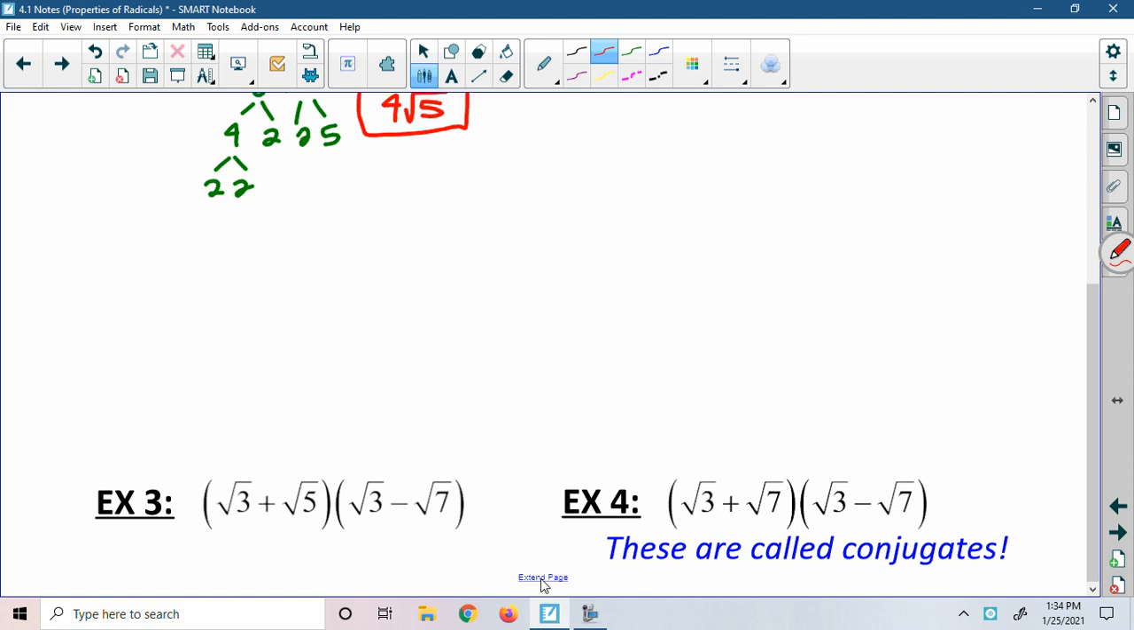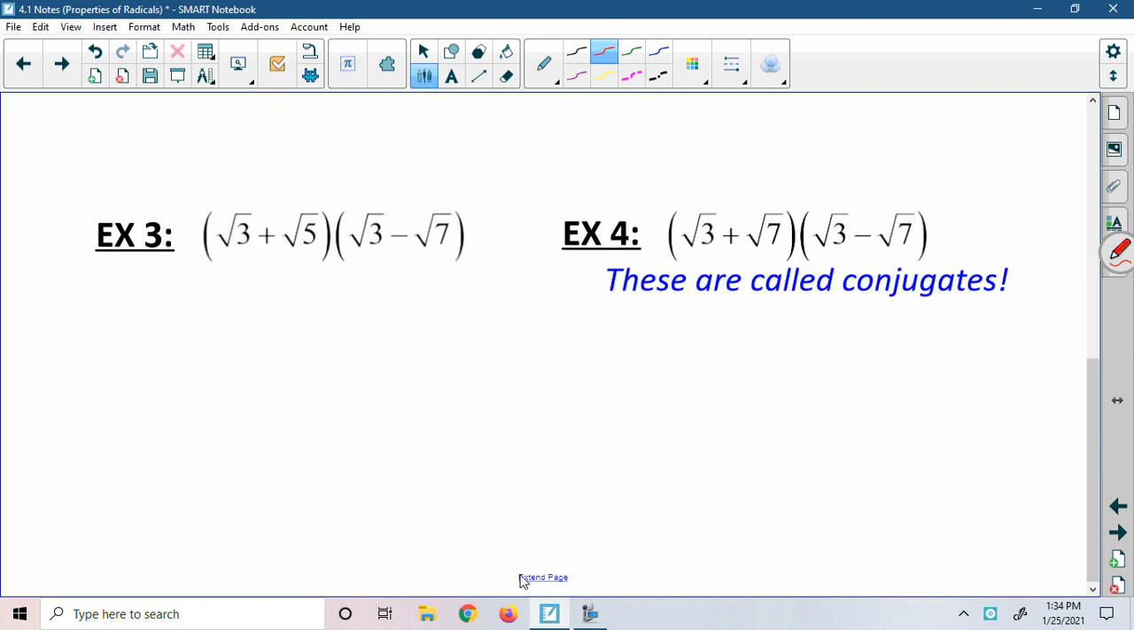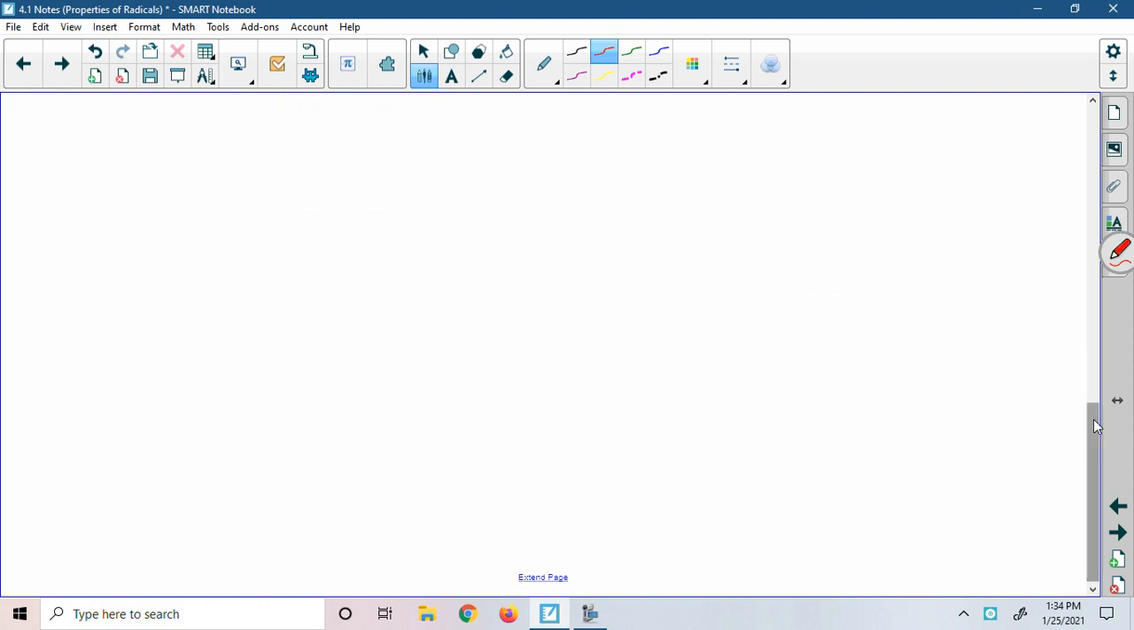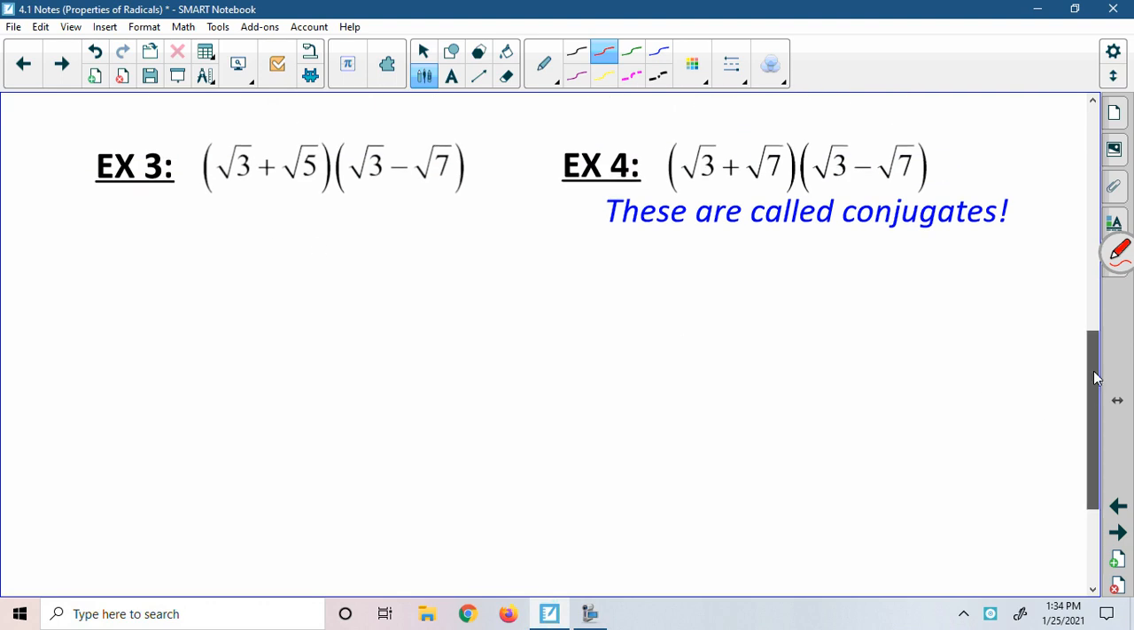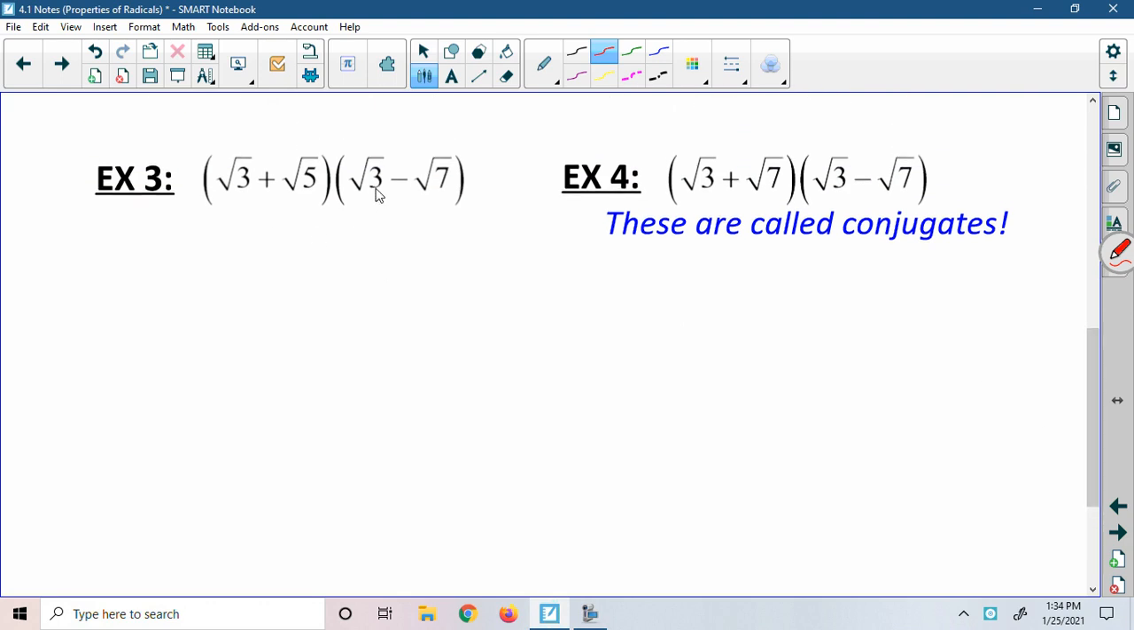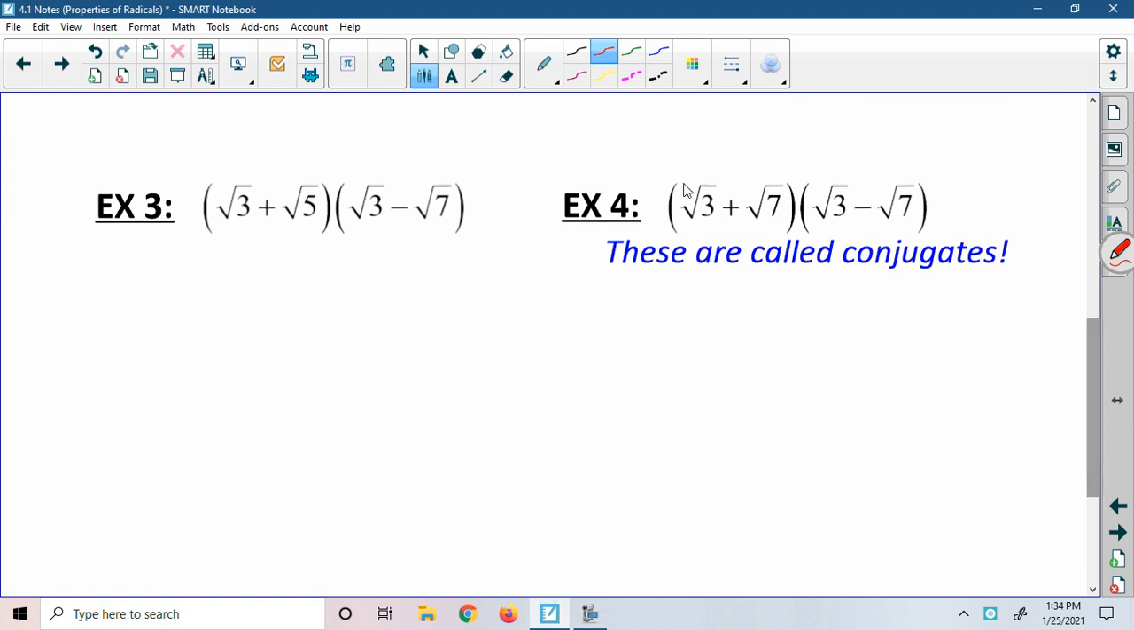Now, like I said, these last two get a little crazier because they're binomials. They're 2 terms each. So on example 3, we'll have the square root of 3 plus the square root of 5 times the square root of 3 minus the square root of 7. When we're multiplying a binomial, or something with 2 terms times something else with 2 terms, we are going to use our old trusty friend, foiling.